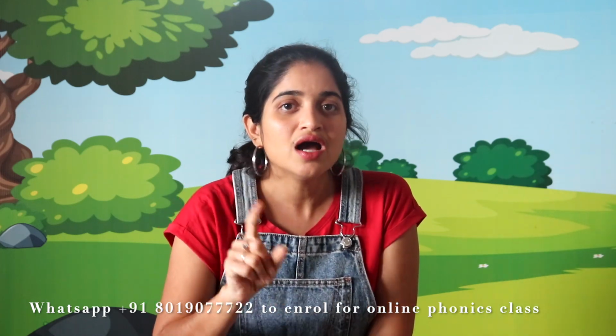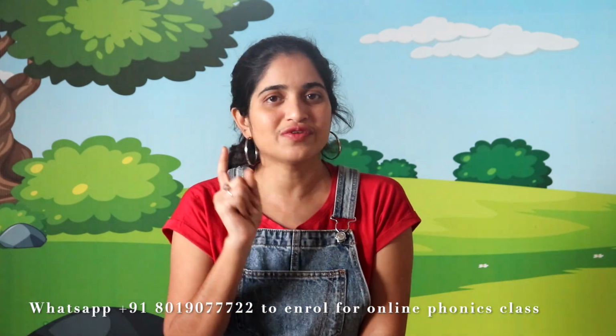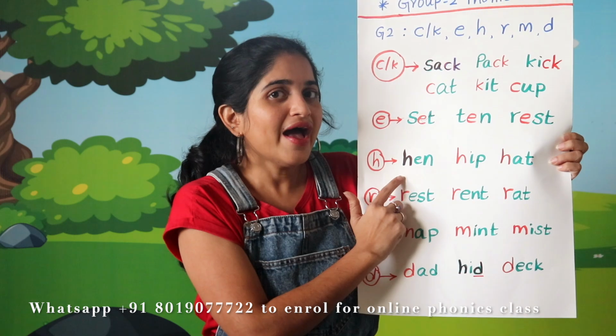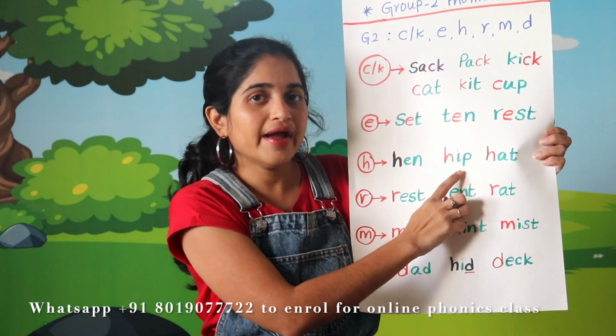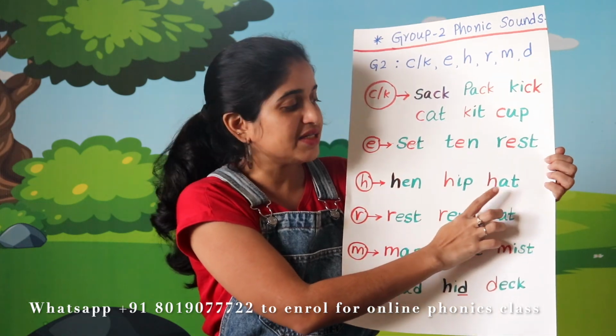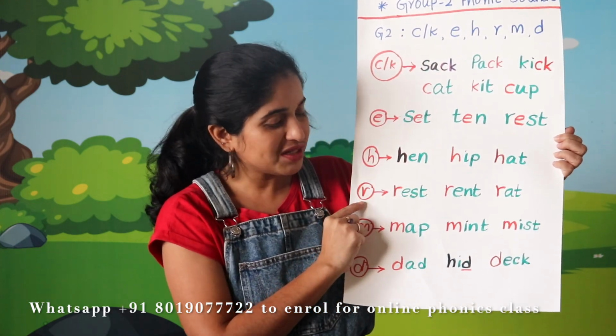It's not ha, it's h. Okay, children? Get the sound right. As in hand, ape, hip, at, hat. Alright, children? Let's move on to the next letter.